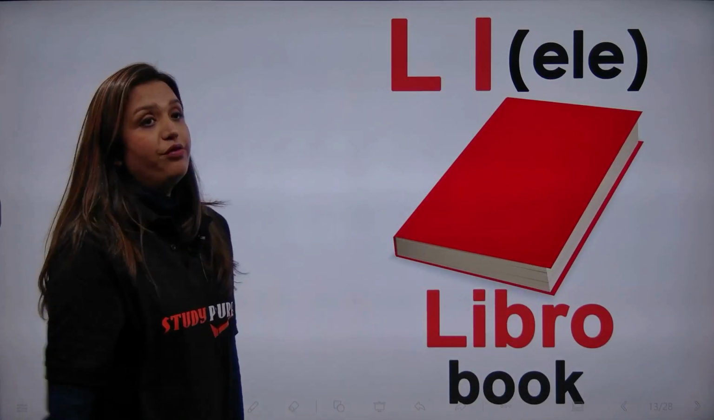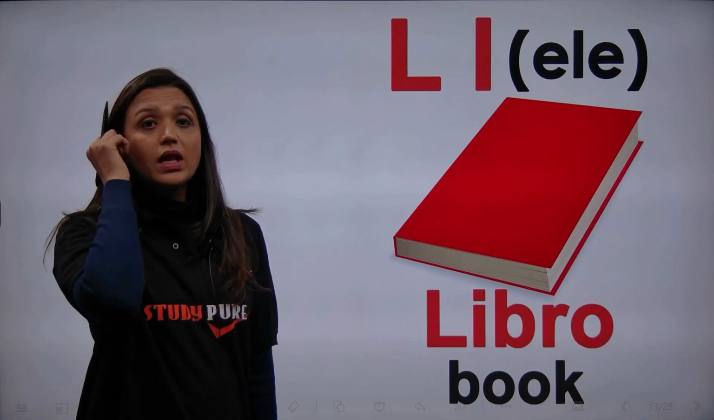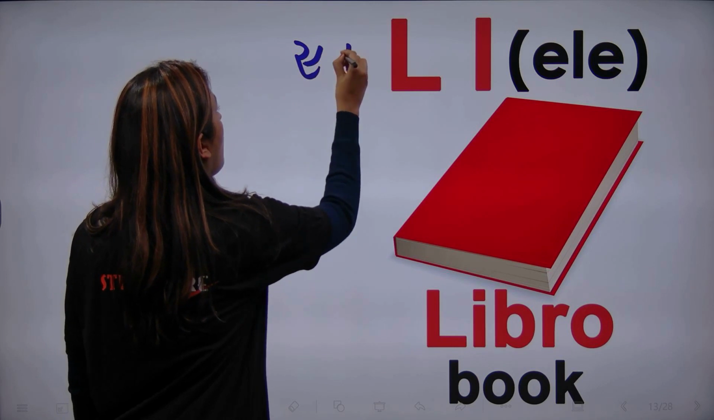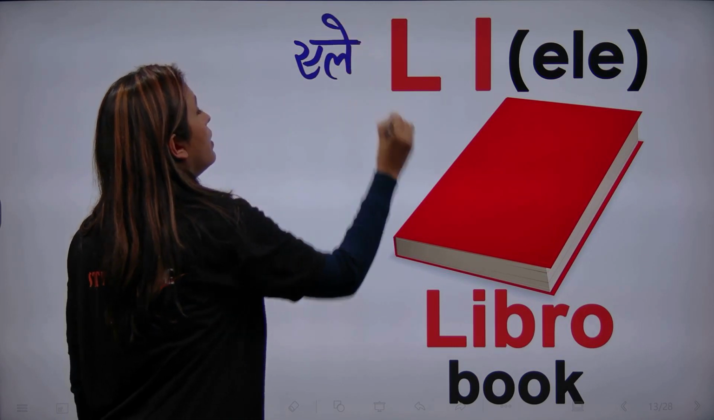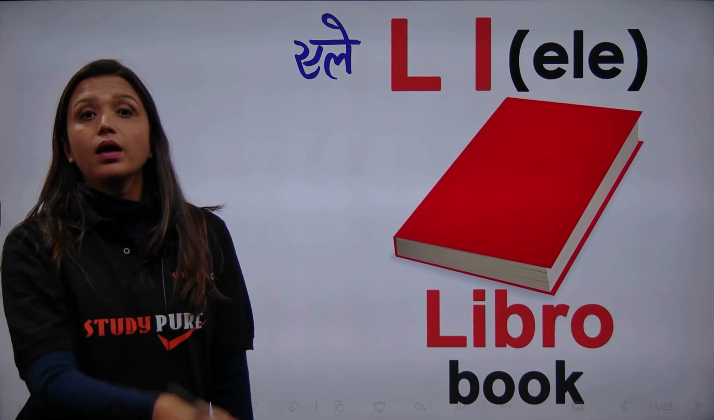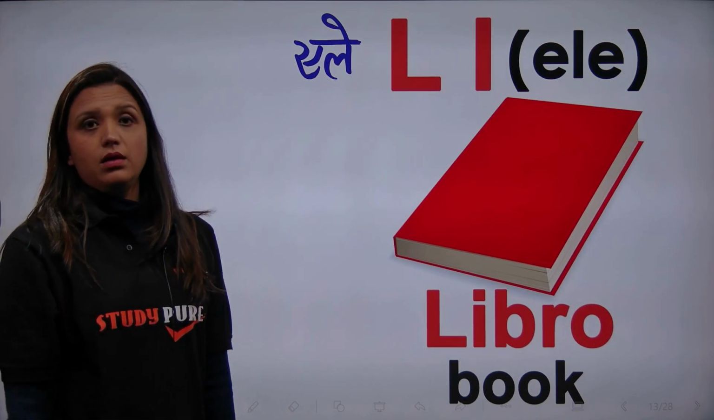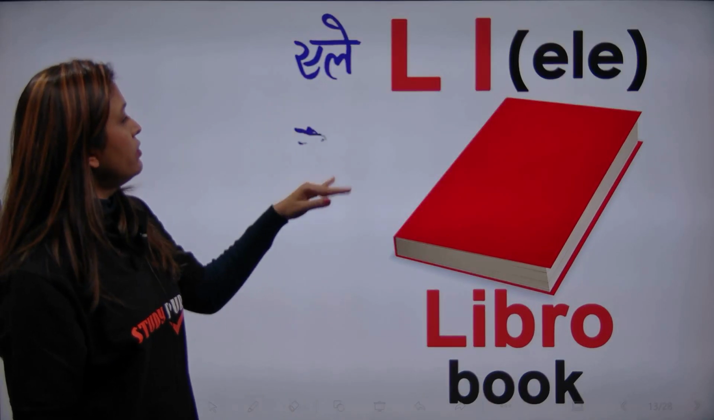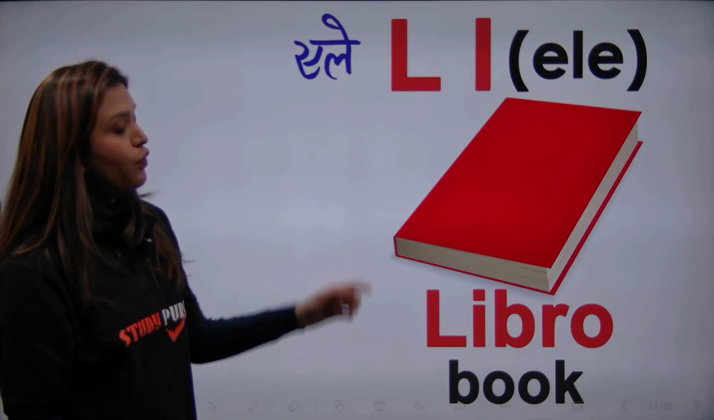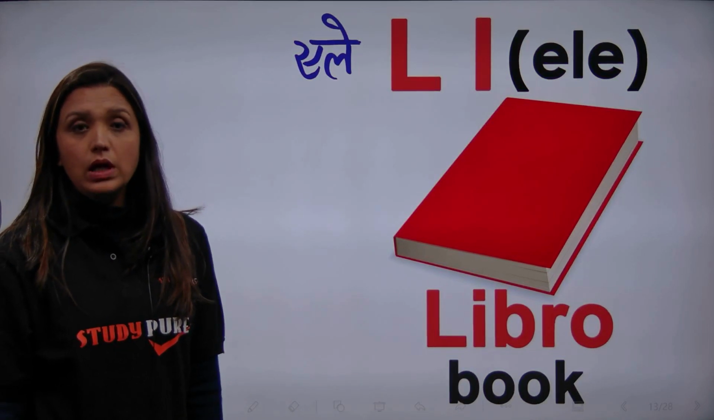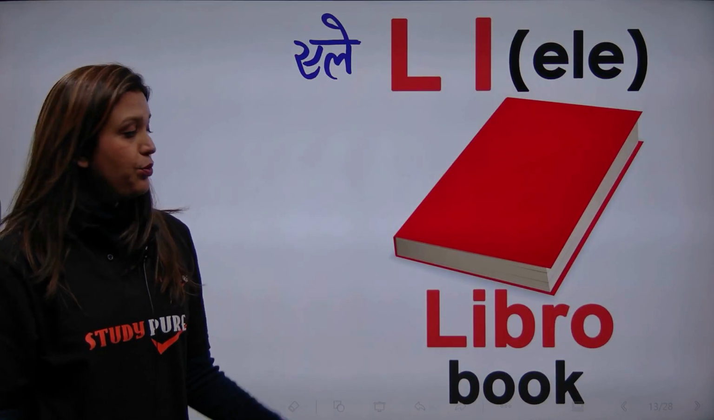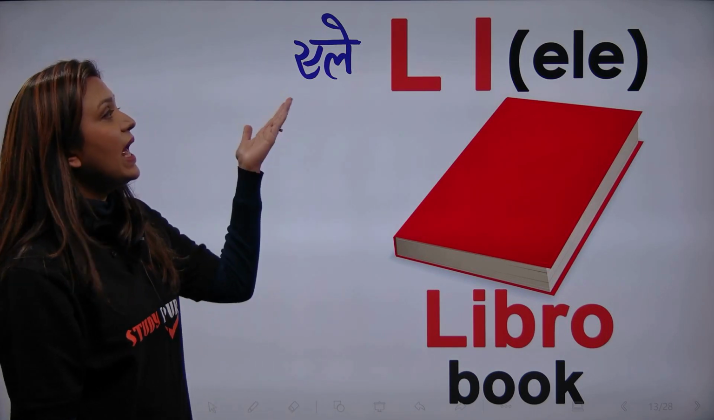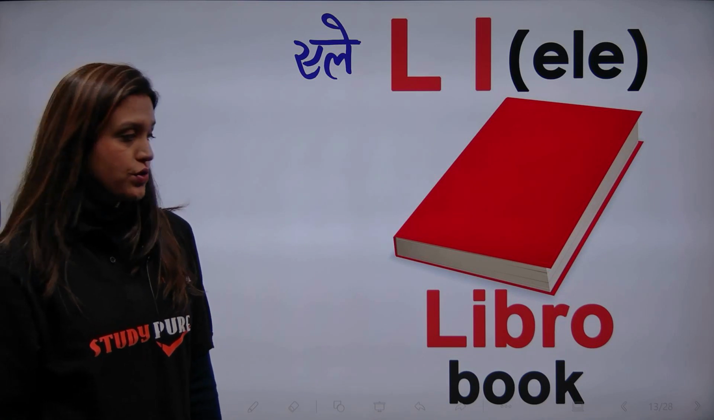Okay, now we have L. And how do we call an L in Spanish? L is ele. Repeat that. That's an L sound in Spanish. L for libro. Libro is a book. And you call it a libro. So that's L for you in Spanish.